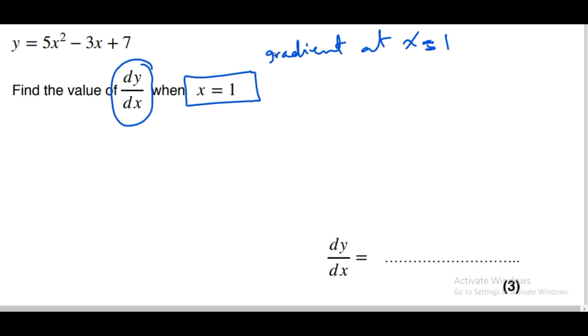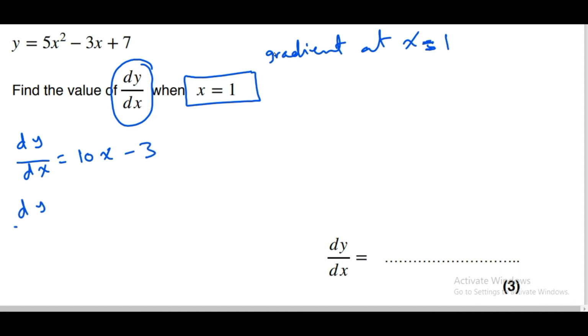Here, as we said before, the fundamental rule of differentiation: multiply by the power, subtract 1 from the power. In this case y is the subject, x is the variable, and we don't have a root, denominator or brackets. The expression is in the right form, so we can differentiate directly. It will be 10x minus 3.